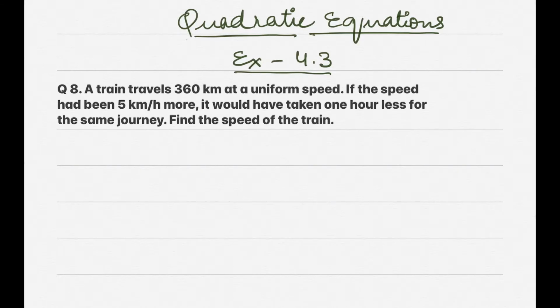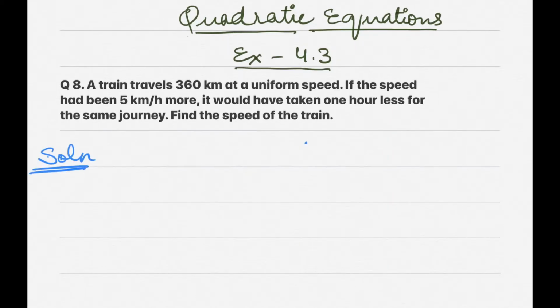Okay, so question number 8 says a train travels 360 kilometer at a uniform speed. If the speed had been 5 kilometer per hour more, it would have taken 1 hour less for the same journey. So distance is same. You have to find the speed of the train. Okay, let's move to the solution.